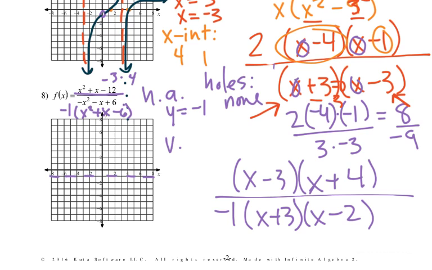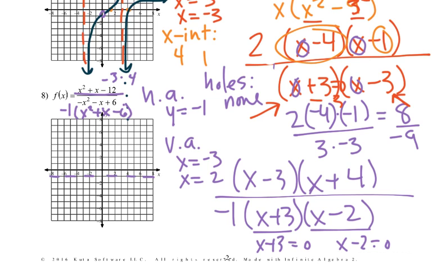So vertical asymptotes, take the denominators. x plus 3 equals 0 would give us x equals negative 3. x minus 2 equals 0 would give us x equals 2. So at positive 2 we have an asymptote, at negative 3 we have an asymptote. So we've got a double asymptote. So that horizontal asymptote may affect it, may not.